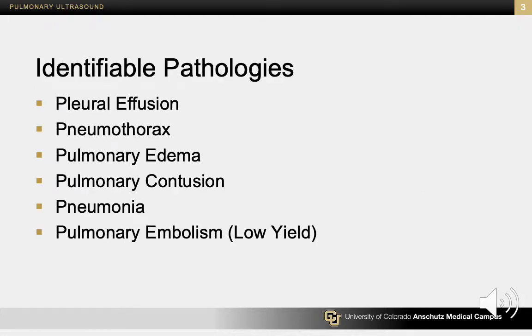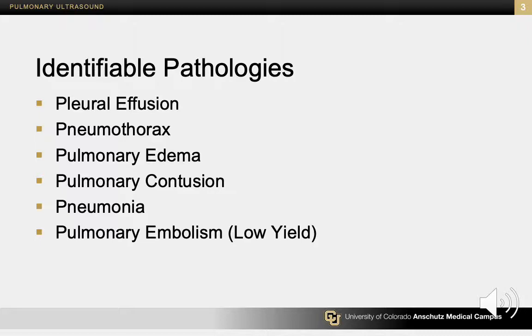So some of the things that we can image, pleural effusion, pneumothorax are the two really big ones. The next three, pulmonary edema, pulmonary contusion, and pneumonia, they have a lot of really similar findings. And we'll talk a little bit about how to sort of parse those different etiologies out from one another.